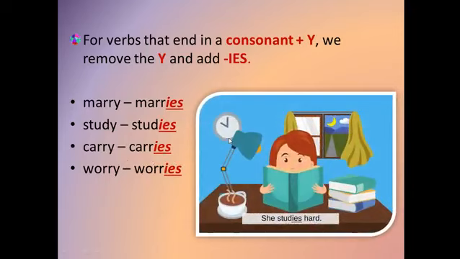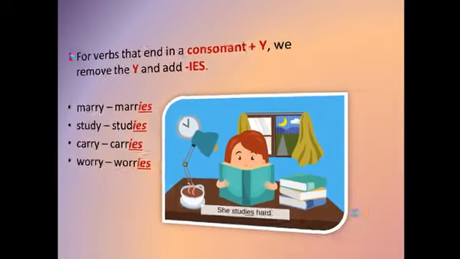Okay, for example, she studies hard. Here my subject is a she and my verb ends in a consonant d and a y, so I remove the y and add ies in the present simple.